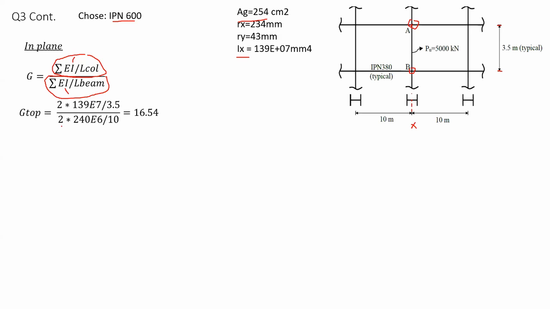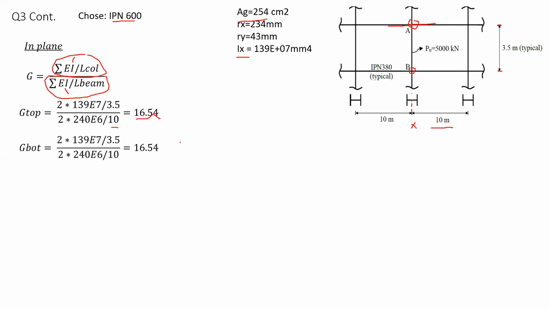Now I have to consider the beam. Again, if we go to point A, we have a beam connected in here and another beam connected there. So 2 beams are connected to this point. That's why I have 2 multiplied by the moment of inertia for this section of these beams, 240, divided by 10, the length of a beam, 10 meters. In this case, you would get G top equal to 16.54.